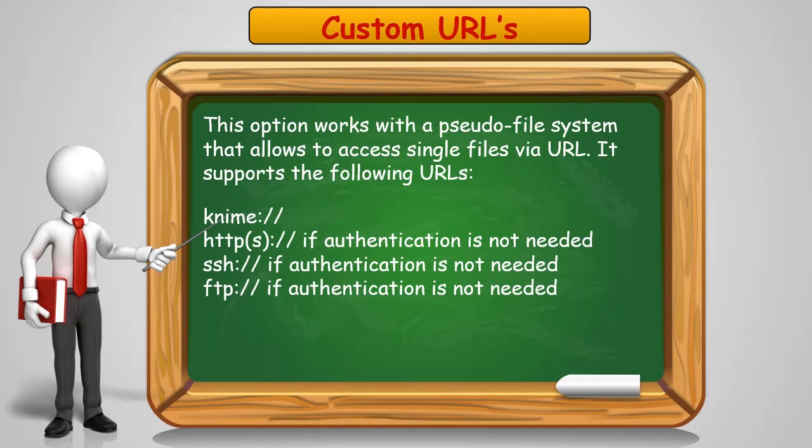Now the final option we have is using custom URLs. So you can specify things like web pages if they point directly at data, or FTP or SSH. The critical thing for each one of them is that authentication cannot be required. If authentication is required, we're going to have to use a connector node instead. And that's going to be the next chapter.